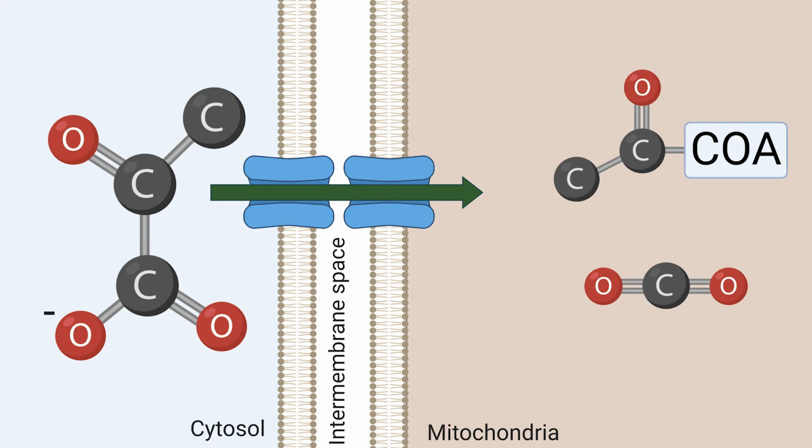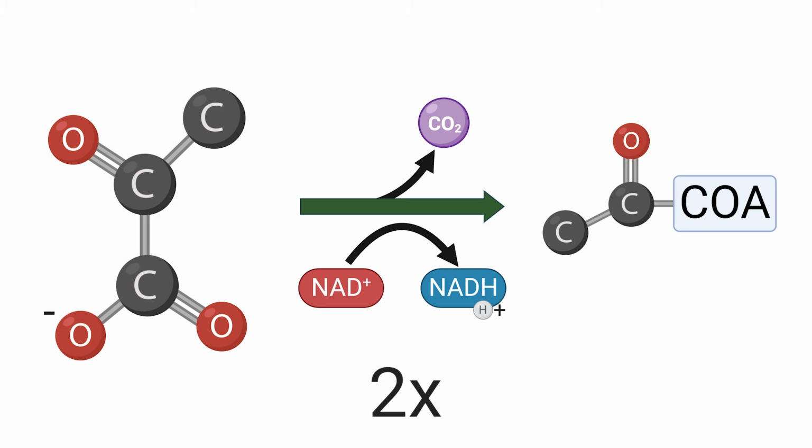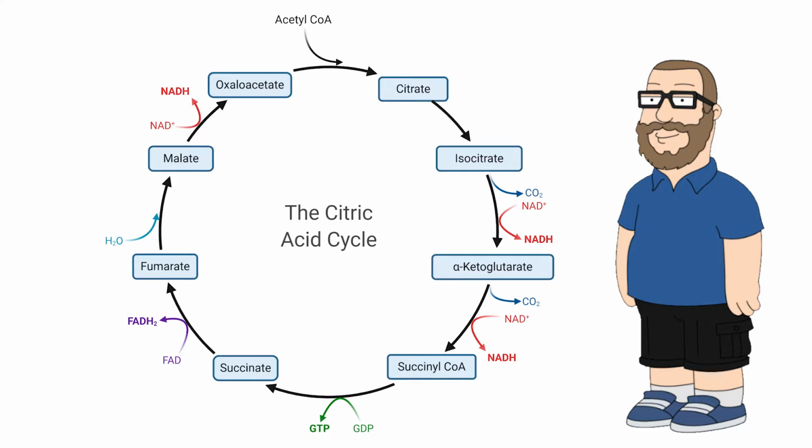Pyruvate crosses both membranes of the mitochondria and ends up inside, where it is converted to acetyl-CoA. Remember that the coenzyme A is just a carrier molecule for the acetyl group. In order to give off a CO2 molecule, pyruvate was oxidized, causing the reduction of NAD+ to NADH. The acetyl-CoA created in this reaction will be fed into the citric acid cycle. Remember that this happens 2 times for each glucose molecule.